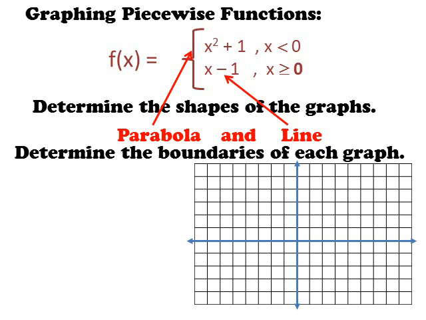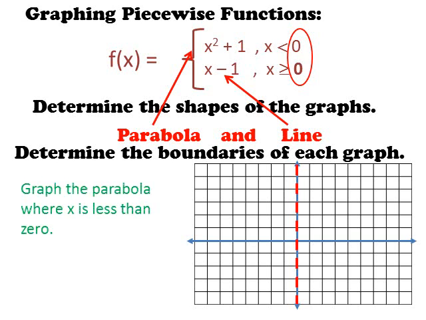Let's determine the boundaries of each function. The first one is x squared plus 1 when x is less than 0. First, determine the vertex of x squared plus 1 and sketch it. The vertex equals (0, 1): no horizontal transformation, but 1 unit up. So I draw the parabola at (0, 1). But I need this function in the interval x less than 0, so I have to remove the part of this parabola where x is greater than 0, like this.